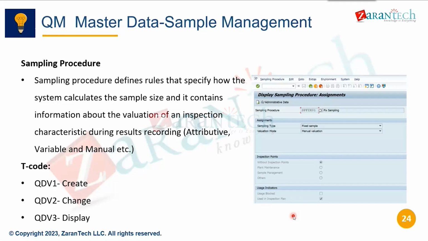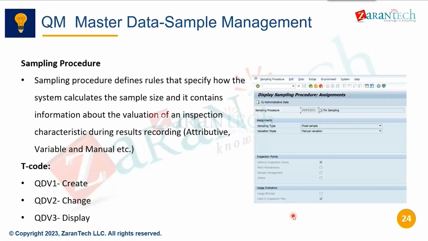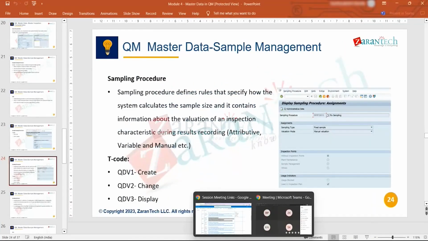If you are using a combination of sample drawing procedure with the sampling procedure, then you have to go with the sample management radio button. If you are planning for inspection points, then you need to go with others inspection points. Clear here? Any doubts? No? Okay, let me show you in the system also.